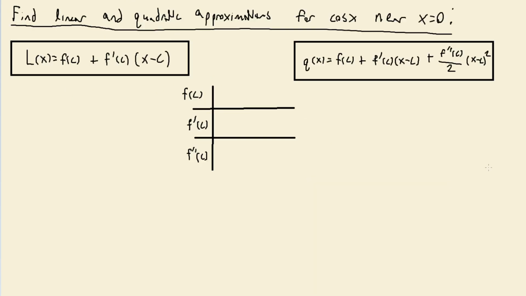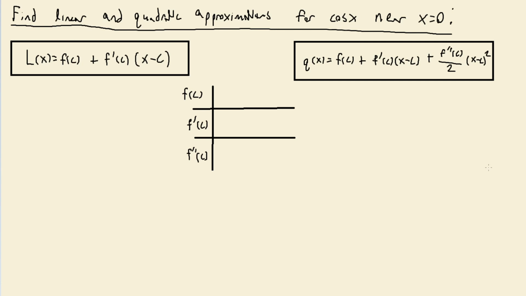Alright, now what I want to do to end this video is find linear and quadratic approximations for cosine of x near the point x equals 0. And the reason I want to do that is because it's going to come up with two different equations. I can plot both of them, and we can look at the differences. We can see how much more accurate the quadratic approximation is versus the linear one, and where you might want to use the linear one versus the quadratic one.